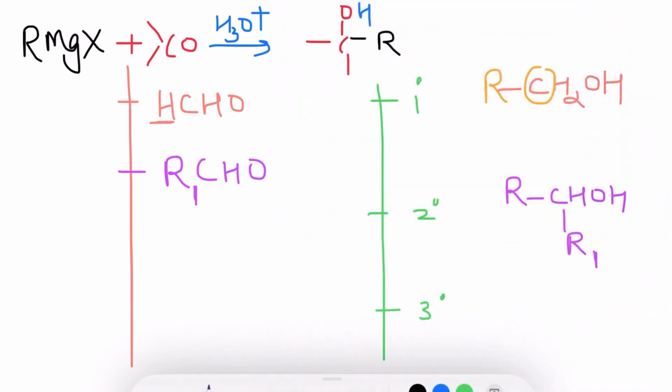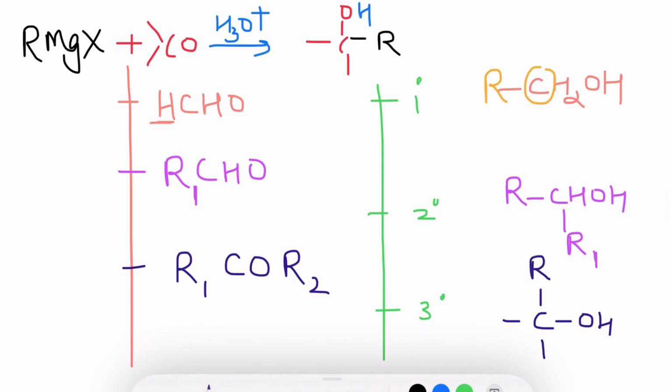The same way, ketones have two alkyl parts, R1COR2, where R1 and R2 are the alkyls. In this case, the resulting product is tertiary alcohol because the carbonyl carbon is surrounded by three alkyls. R comes from Grignard, R1 and R2 come from the carbonyl part. So in a nutshell, we can say methanal, the simplest aldehyde, produces primary alcohol as a major product. Higher aldehydes produce secondary alcohol as a major product, whereas all ketones produce tertiary alcohol as a major product with Grignard reagent.